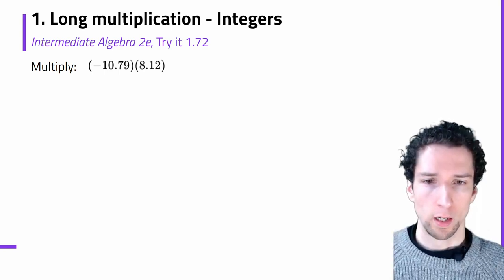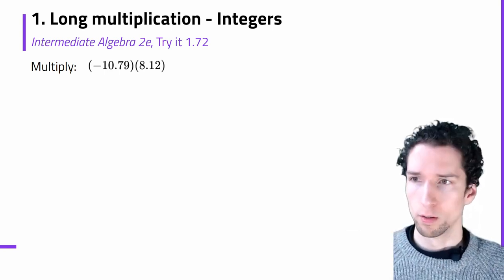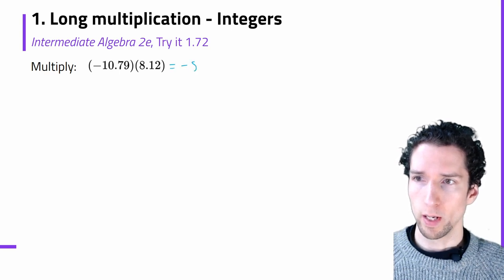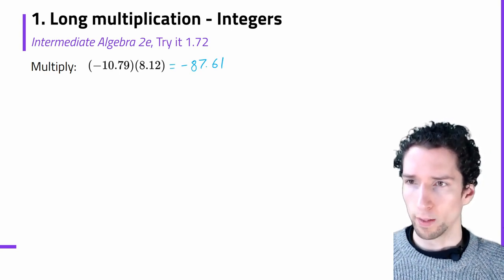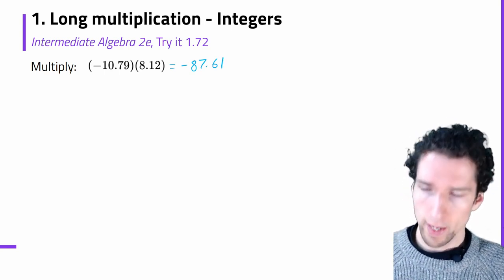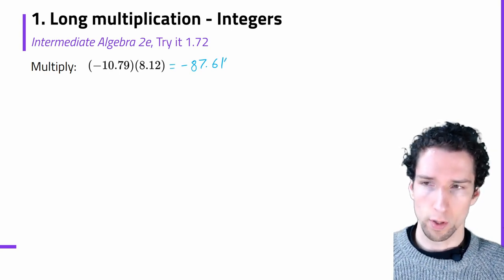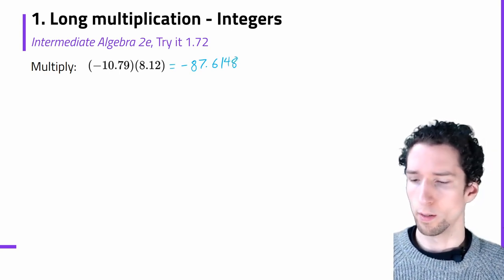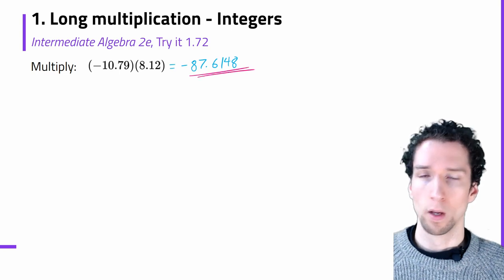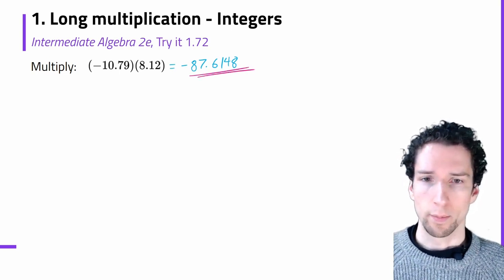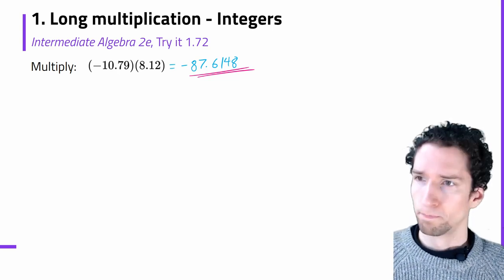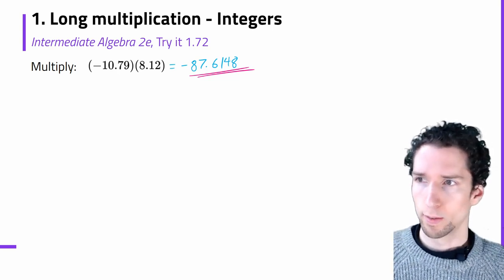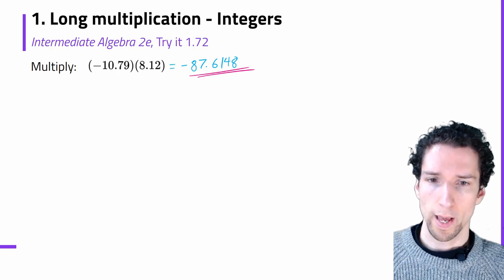All right, our answer here is negative 87,600. Sorry, not 600, just negative 87,000.6148 is what I got. Hopefully you got the same result. Okay, that was it.